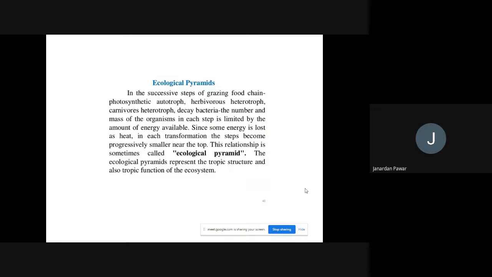Now the ecological pyramids we are going to understand. In the concept of ecological pyramids, what do you mean by pyramid? Let me know the concept of pyramid from you guys first. I think you guys have heard about this. In Egypt, pyramids are there, right? If I'm not wrong. Have you heard about that? What do you mean by pyramid?